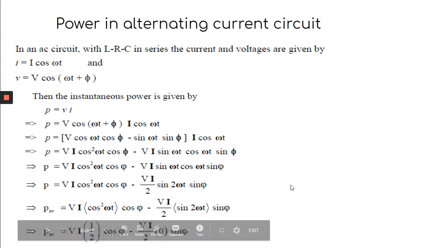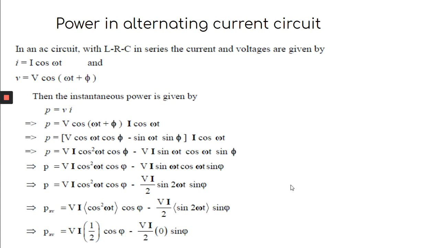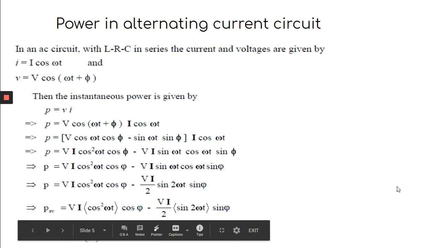First, the average value of Vi cos square omega t cos phi. V is the voltage amplitude, a constant quantity. I is the current amplitude, it is constant. Phi is the phase angle. For a particular value of R, L and C and omega, it is also constant. Only t varies.